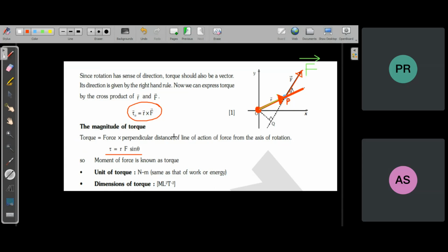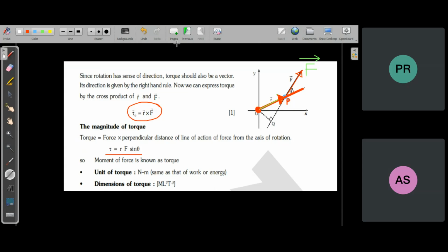So if you understand things like this, you will get confused. You should be very, very clear. There should not be a single confusion. So here you have to understand that the direction of torque is always perpendicular to r vector and f vector, and you can say that it is perpendicular to the plane of rotation.